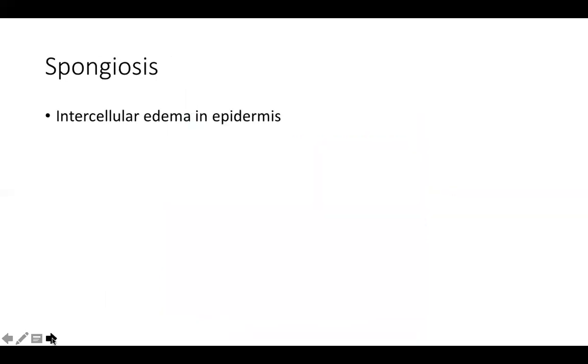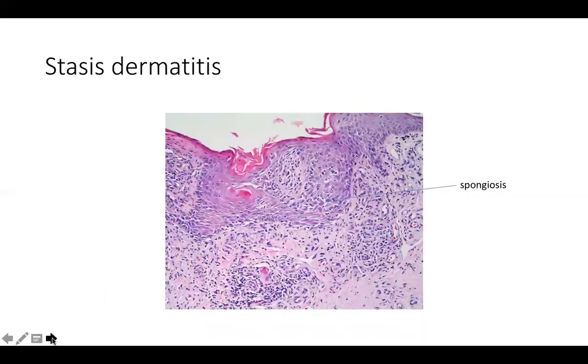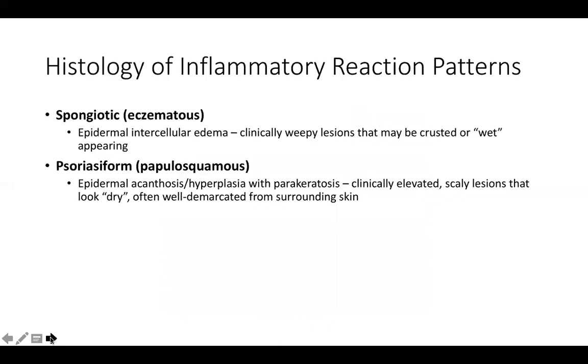Spongiosis just means intercellular edema within the epidermis, and this is seen in many processes that are so-called eczematous clinically. And here's stasis dermatitis as an example, and here you can see the intercellular edema. So to sum up, all of these terms are very important for when we describe inflammatory reaction patterns of the skin, especially spongiotic or clinically eczematous lesions, and psoriasiform or clinically papillosquamous lesions.